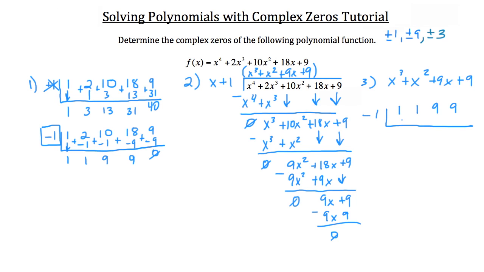So we'll bring that first term down, 1. 1 times negative 1 is negative 1. We'll add these two. 1 plus a negative 1 is 0. 0 times negative 1 is 0. We'll add the 9 and the 0 to get 9. 9 times the negative 1 out front is negative 9. And 9 plus negative 9 is 0. So it turns out that negative 1 is a factor of this expression now too. So now we know that negative 1 occurs twice as two roots for our original polynomial function.